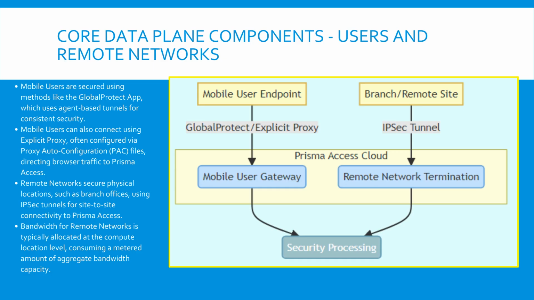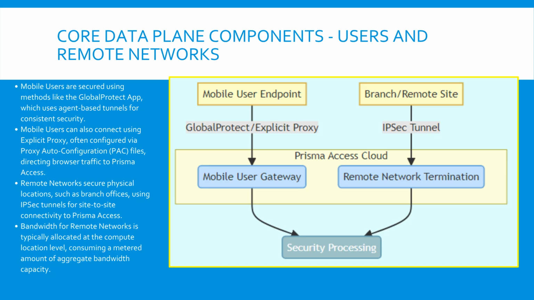This diagram shows the connection pathways for the primary data plane components. On the left, a mobile user endpoint connects via GlobalProtect or explicit proxy to a mobile user gateway within the Prisma Access cloud. Separately, a remote network, such as a branch office, connects using an IPsec tunnel to a remote network termination component.